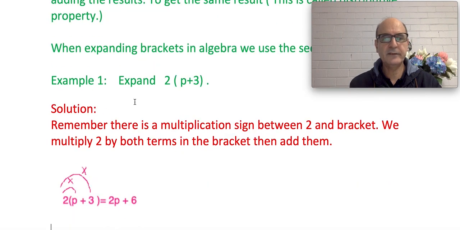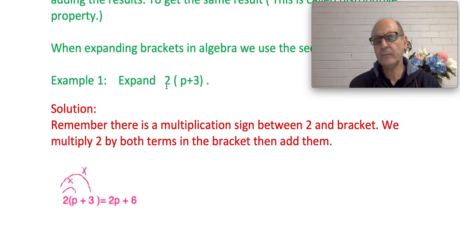We can do the same with expanding something like 2 bracket p plus 3 bracket close. Remember that between 2 and this bracket there is a times, even if we haven't written it. So there is always a times. So this means 2 times bracket p plus 3 close bracket.